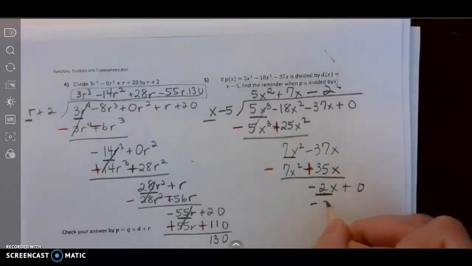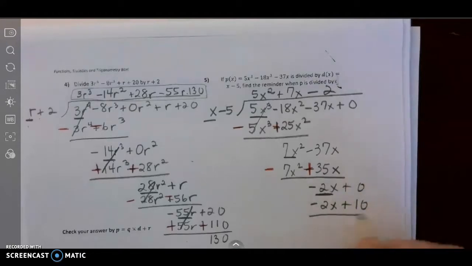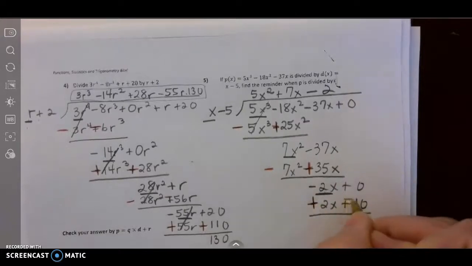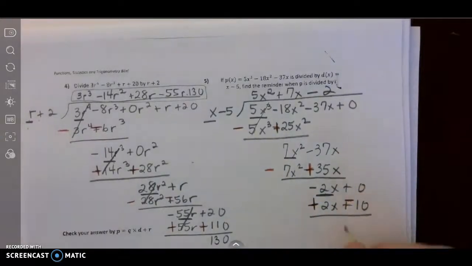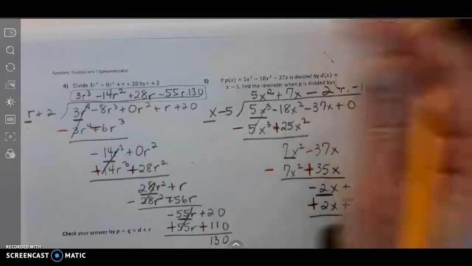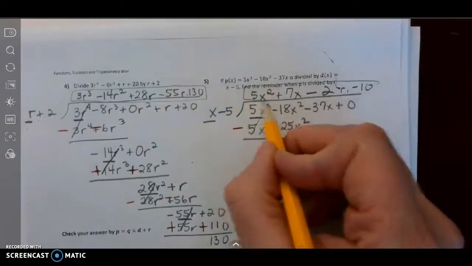And we get negative 2x plus 10. Need to change my signs. This becomes plus. This becomes minus. And I'm left with negative 10. So my remainder is negative 10.